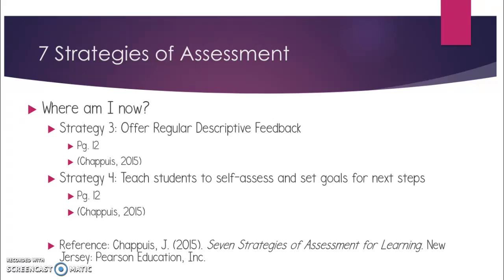Strategy 4, teach students to self-assess and set goals for the next steps. This provides ownership to the students to understand their expectations, and then now they can reflect on the strengths and weaknesses. So each of these strategies are building on one another. We have to model first, and then the students will be able to also self-assess based on how we've modeled feedback.